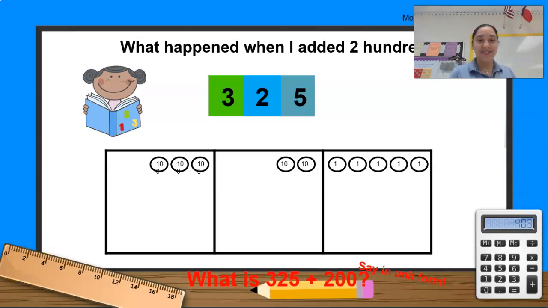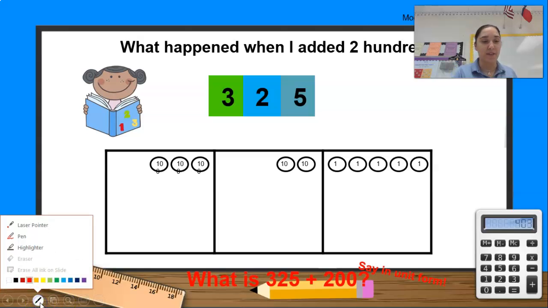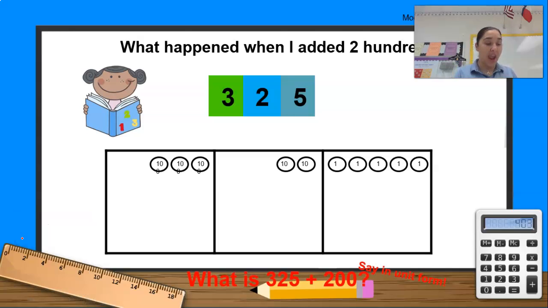Yes, boys and girls, the answer is 525. So what I'm going to do is I'm going to get a pencil and I'm adding 200. I'm going to try my best, boys and girls. 100 and 200. There you go. So you know that 325 plus 200 equals 525.